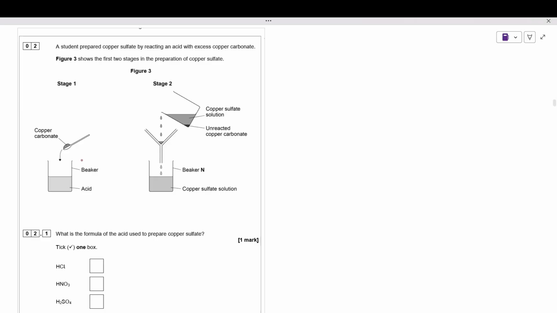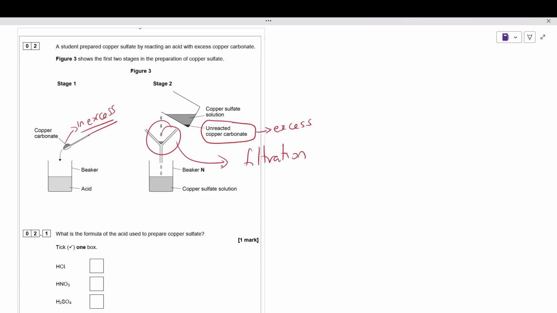So the first stage, we can see that we have our beaker, we have our acid, and our copper carbonate is being added. And remember, this is in excess, which means we're going to be adding more than we actually need. And then for stage 2, we can see the unreacted copper carbonate because it is in excess. And we are filtering, that's filtration, so that we can remove the unreacted copper carbonate from the copper sulfate solution.